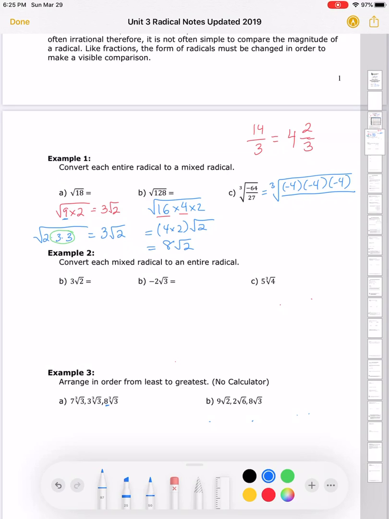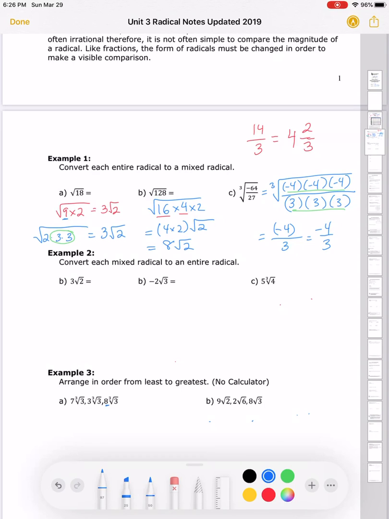Actually, it's not negative 2 six times, because of the even and odd numbers. So for that one, you need the sets of 3. And on the bottom, we have 3 times 3 times 3, which gives me 27. So again, I have 3 identical factors that we're going to divide out. Taking those out, I have on the top negative 4 over 3, and you can write it like so. The big difference in converting the entire radical to a mixed radical with a cube root is that you're looking for sets of 3, as opposed to pairs.